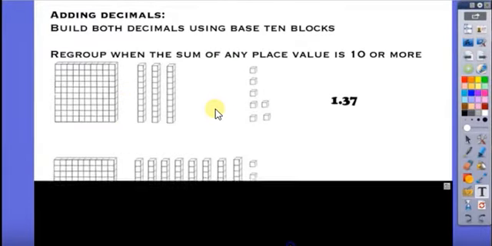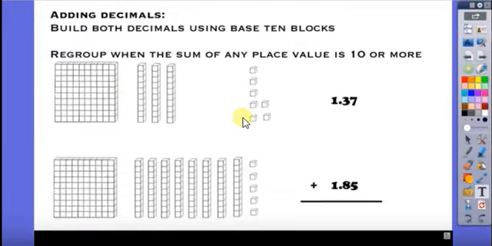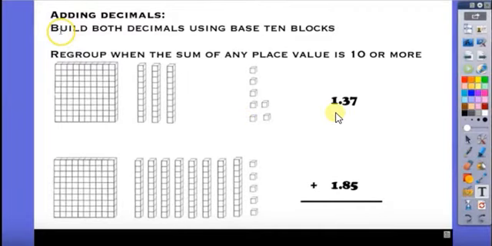Now, suppose you want to add 1.37 and 1.85. This is all about adding decimals. The key rule here is to regroup when the sum of any place value is 10 or more.